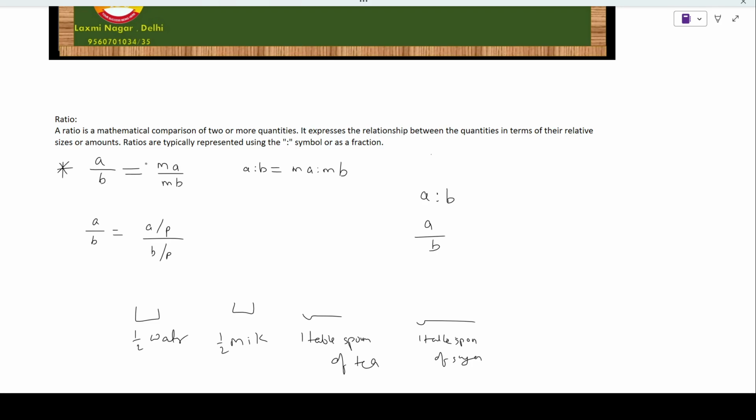So if you multiply the upper term and the lower term by the same number m, the ratio does not get affected. The same goes with division. If the terms of the ratio are divided by the same number P, that is A upon P upon B upon P, the ratio does not get changed.